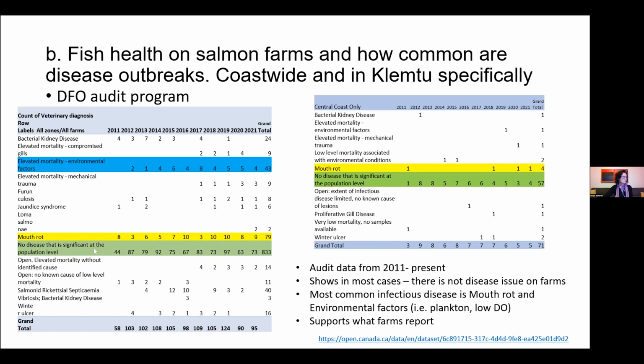But interestingly, most of the audit farms had no significant disease at the time of audit. So there was no issue going on the farm. The other fairly frequent event was some kind of environmental insult, being low DO or plankton. Again, if we look at the Kitasoo, Klemtu area, mouth rot was, if you looked at infectious diseases, the most common one detected, but really the most common finding on these audits is that there's no disease on the farms. And again, you can see there really isn't much change over time.